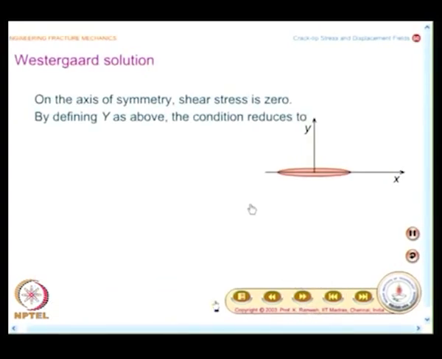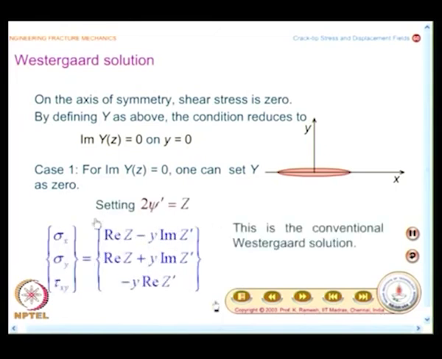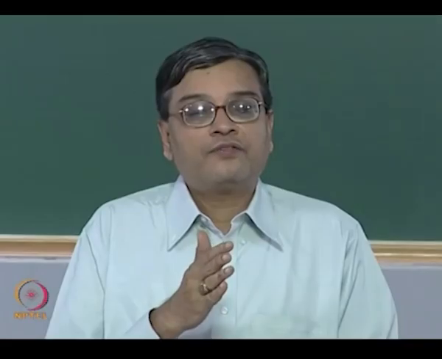And what do you see as a Westergaard solution? In the generic formulation, if you take the imaginary part of capital Y to be 0 on y equal to 0, then you get the conventional Westergaard solution. And we had already looked at, when we plotted the fringe pattern, the fringes were symmetrical about the x axis as well as the y axis. That means fringes were straight.